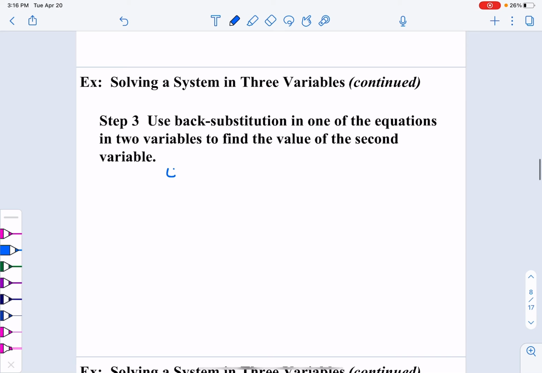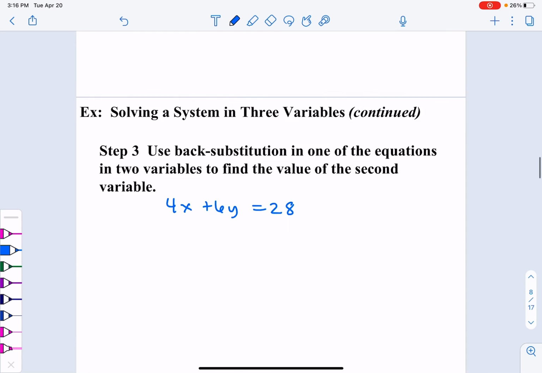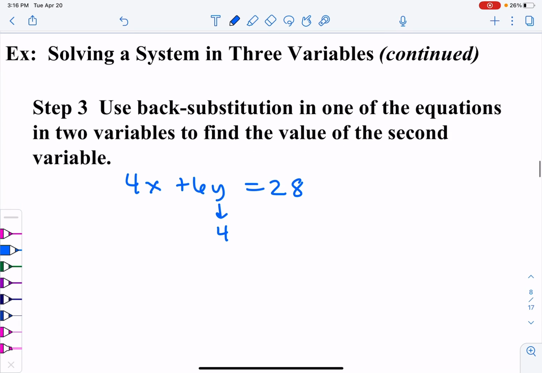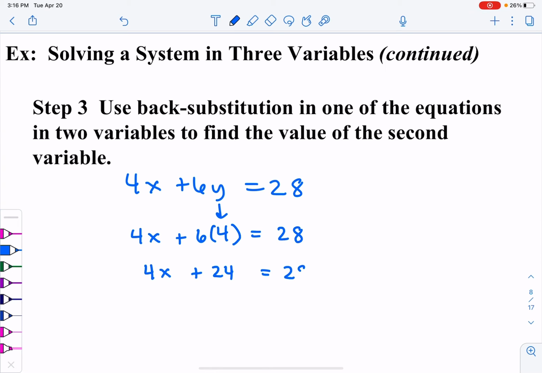So if we have 4x plus 6y is equal to 28, and we just said that y was equal to 4, let's see what we got. 4x plus 6 times 4 equals 28, which means 4x plus 24 is equal to 28, which means 4x is equal to, if I subtract that 24 over, I get 4. That means x is equal to 1. So now we know that x is equal to 1. We know that y was equal to 4. Z is still our unknown.